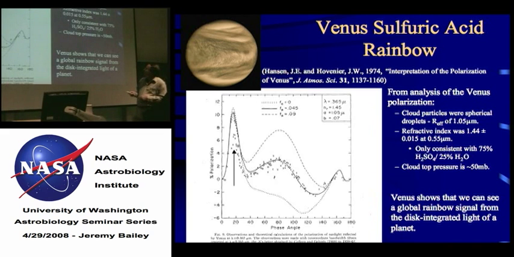So from this polarization phase curve, it was possible to work out that the cloud particles were spherical droplets, radius of 1.05 microns, and the refractive index was measured to be 1.44 with considerable accuracy, and the only possible liquid consistent with that is essentially concentrated sulfuric acid, so 75% H2SO4, 25% water. So this shows that looking at the total light of a planet, we can see a rainbow signal, which tells us about the liquid components in the atmosphere.